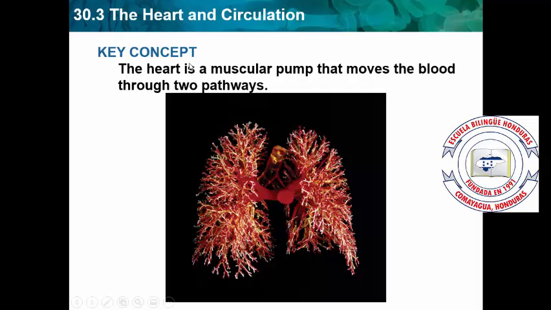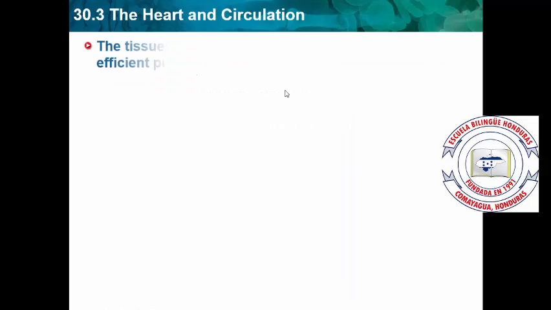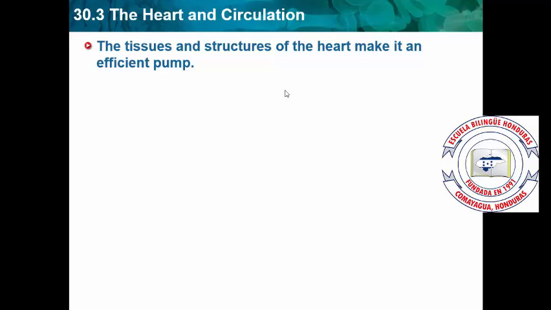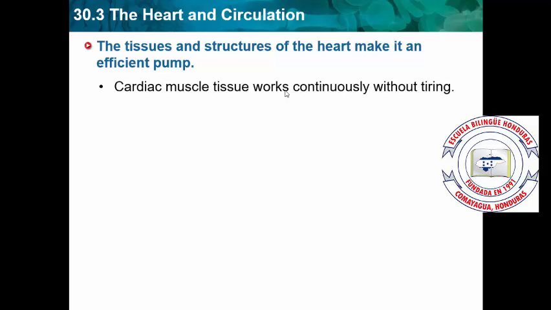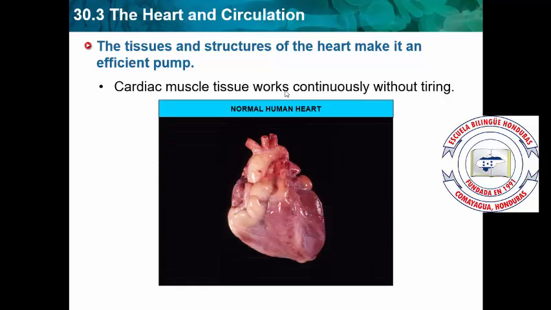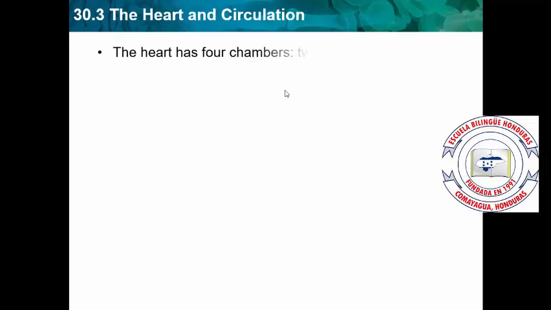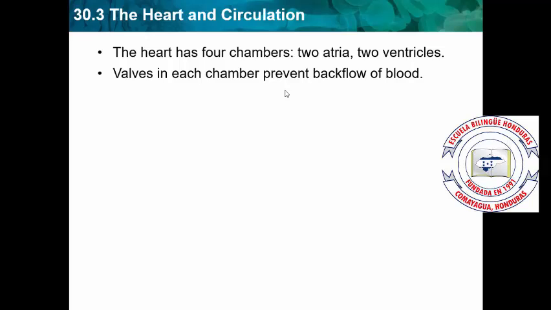The key concept in the heart and circulation: the heart is a muscular pump that moves the blood through two pathways. The tissue and structure of the heart make it an efficient pump. For example, number one, cardiac muscle tissue works constantly without tearing. And you see a normal human heart. The heart has 4 chambers, 2 atria and 2 ventricles. Valves in each chamber prevent backflow of blood.